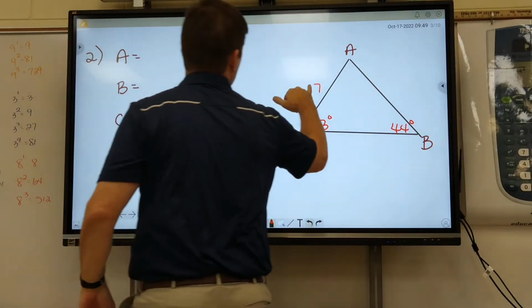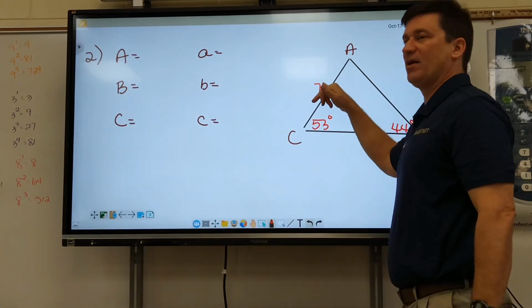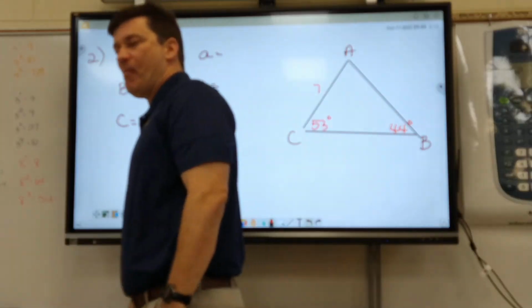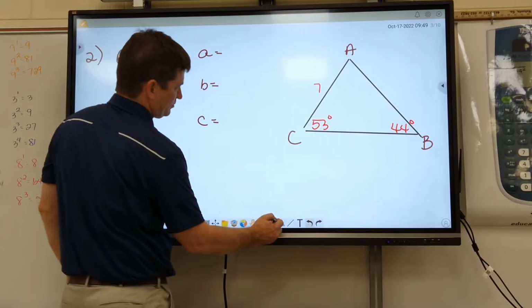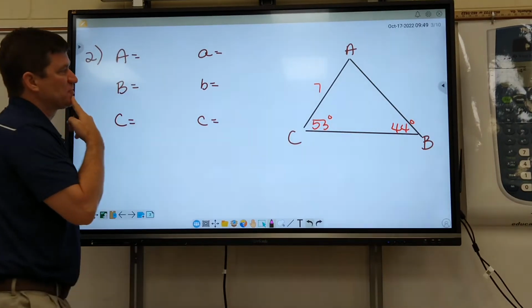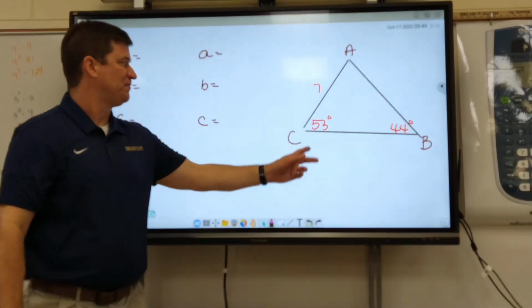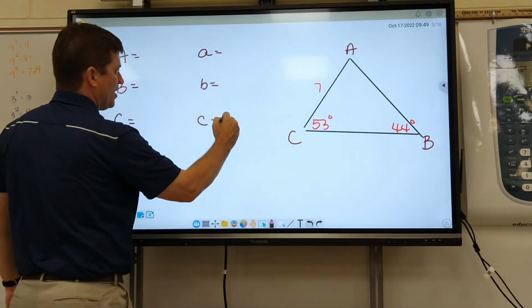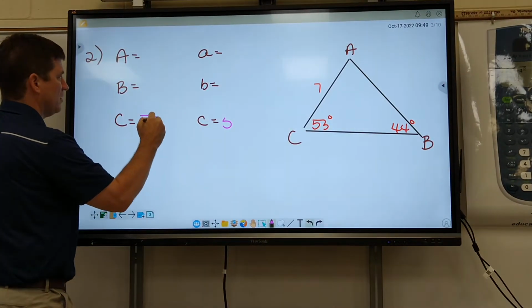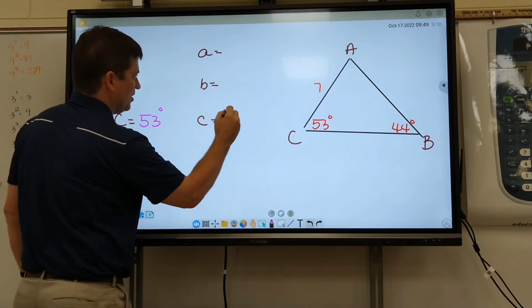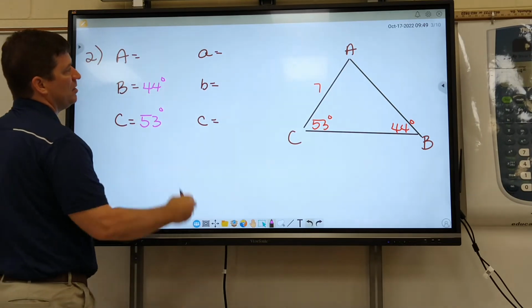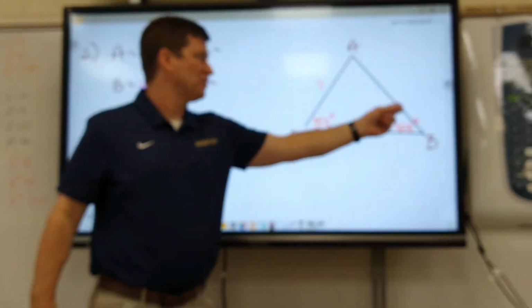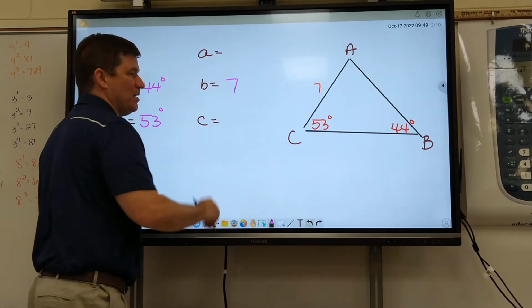So 7 is across from capital B, so it goes on little b. All right, let's write down our answers that they gave us. 53 is angle C, so that goes here. 44 is angle B, that goes here. Now look, 7 is across from angle B, so it has to go on side B.